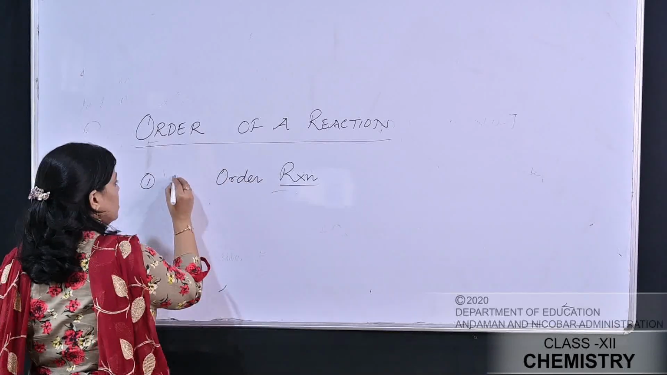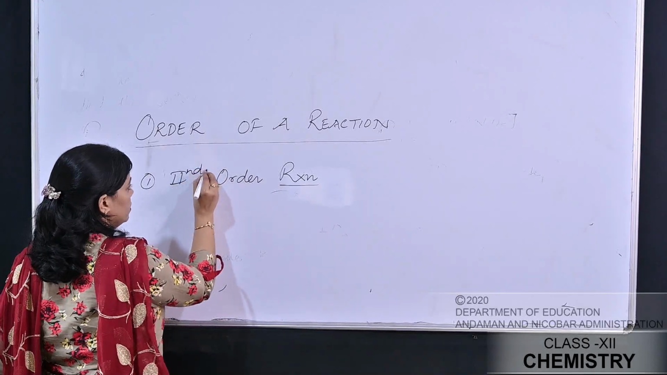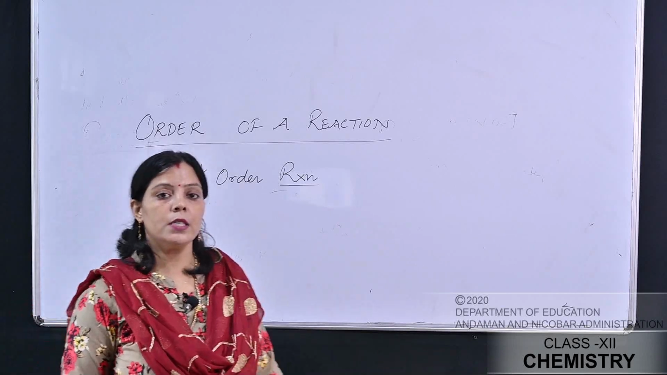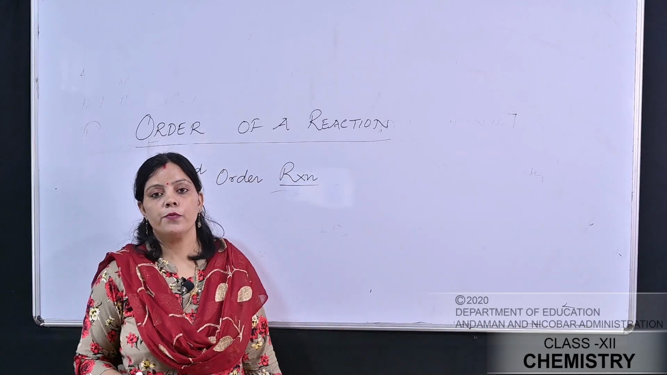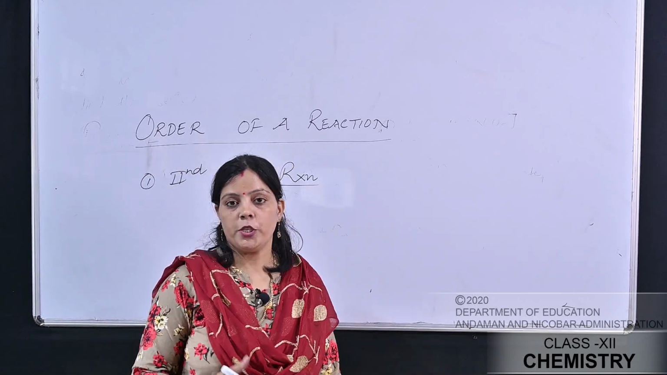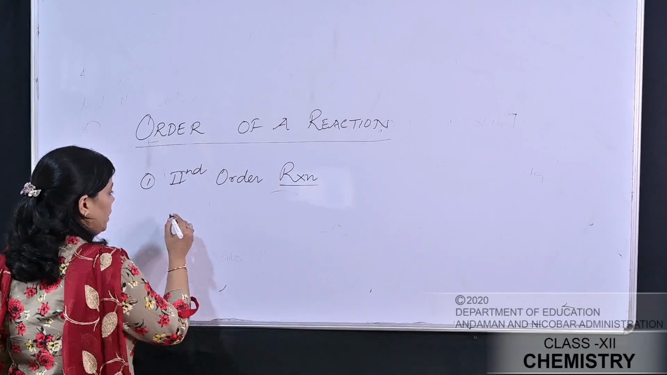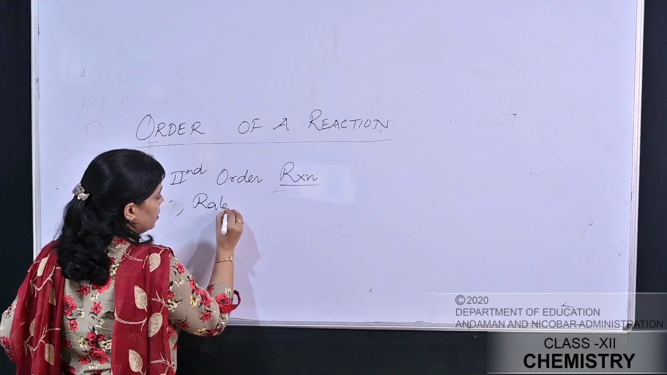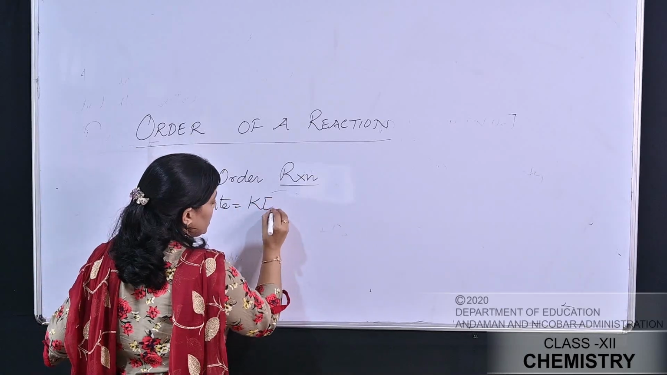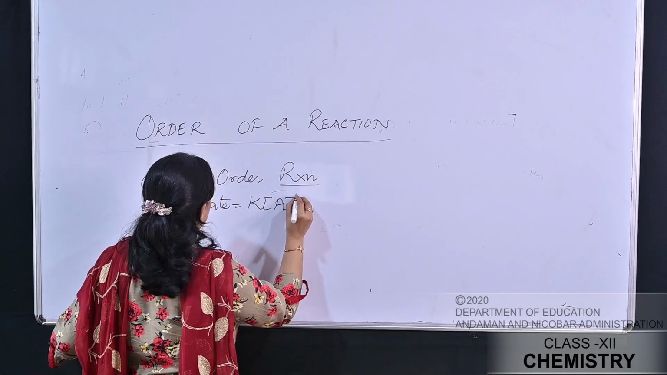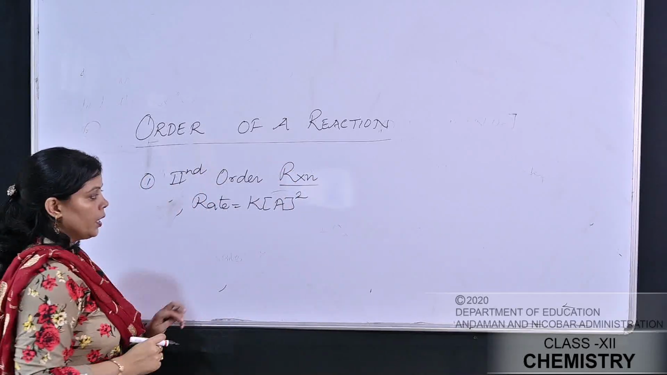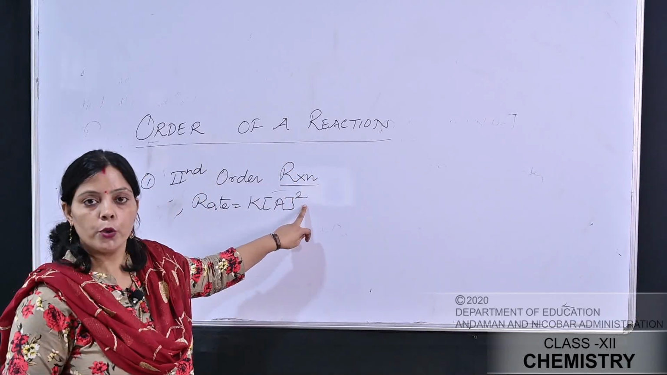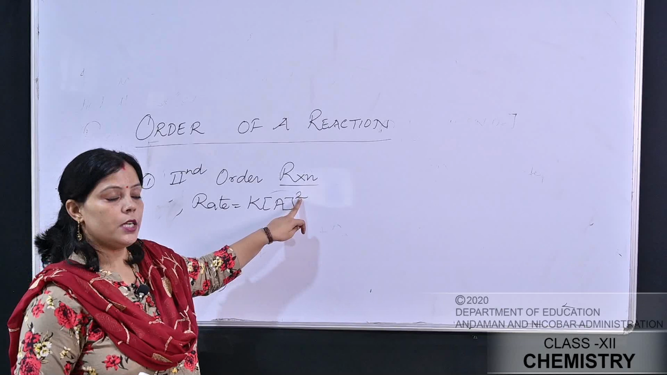Here, second order reaction: the sum of powers of the concentration terms present in the rate law expression is equal to 2. The first example has rate equal to K, concentration of the reactant A raised to power 2. Here the concentration term is raised to power 2, or the exponent of the concentration is equal to 2.